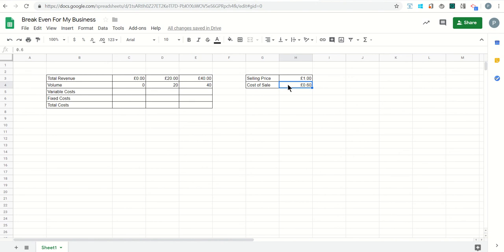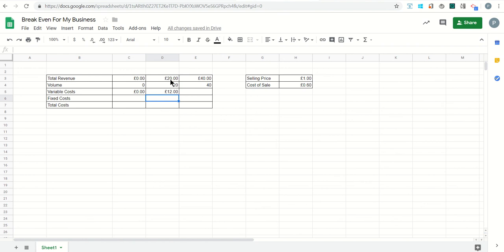buy or produce. All right, so what I'm going to do is the same sort of thing again, equals the volume multiplied by the cost of sale. So it's going to cost me £0 to sell 0 cakes. If I wanted to sell 20 cakes, I need to multiply the amount I'm planning on selling by, so we can use that little asterisk again, by the cost of sale. And it's costing me £12 in order to be able to sell 20 cakes.